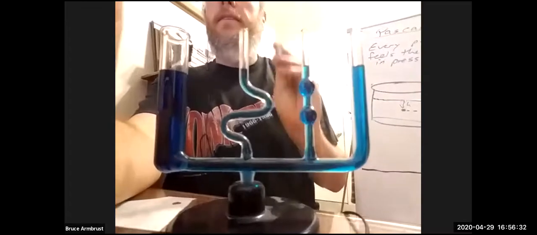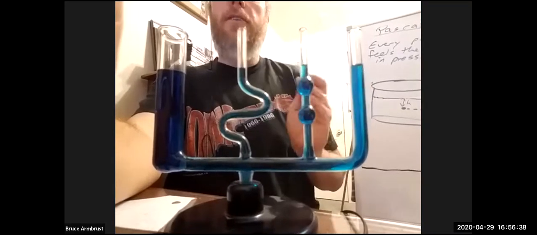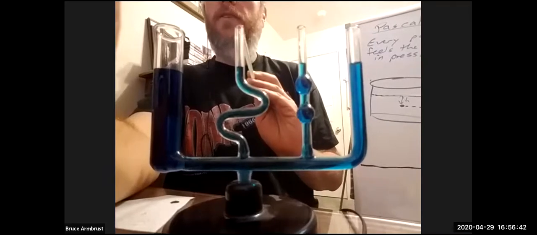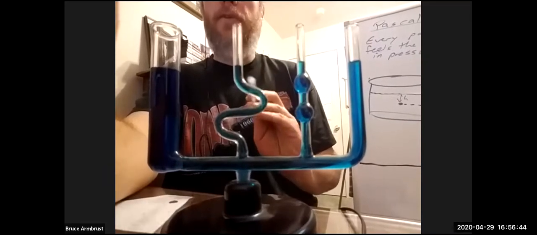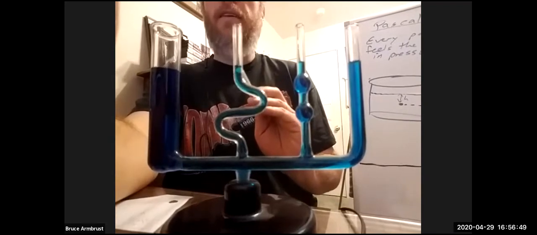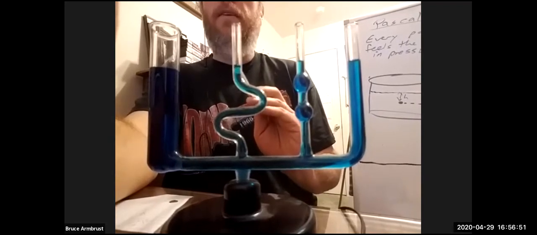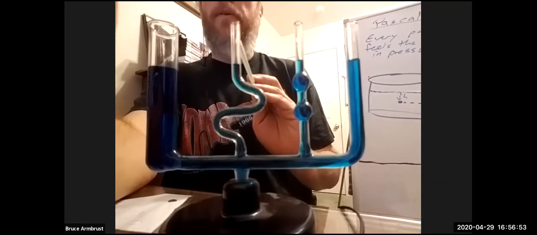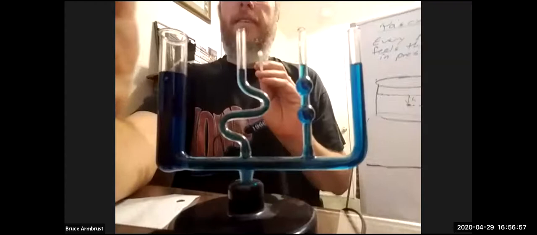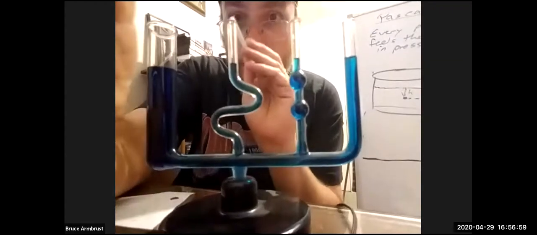Now I'm going to see if I can do this. I have a straw. I don't know if you can see it. But I'm going to use a straw. So I blow across the top of one of them. I'm going to try to blow across the top of the curvy one. And what you should see is the level in the curvy one should go up. So I'm going to try this. Let's see how this goes.